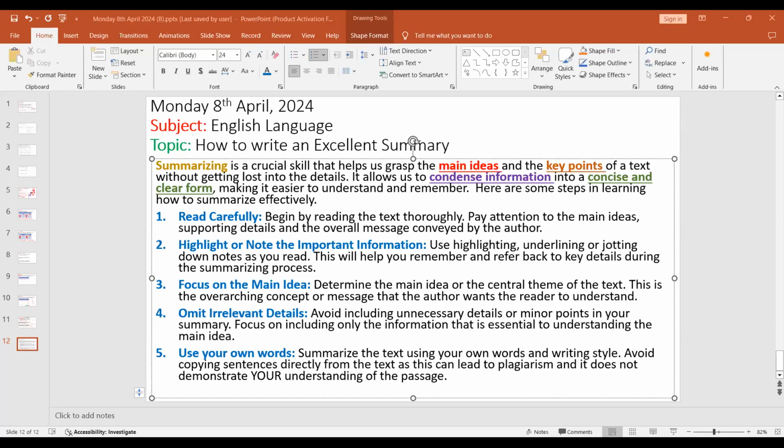Tegan, give me another step in summarizing properly. Use your own words, very good. Tegan, give me another step in how to summarize properly. Omit irrelevant details. When we say omit irrelevant details, what does that mean? Not including unnecessary or minor details in the summary. Very good.